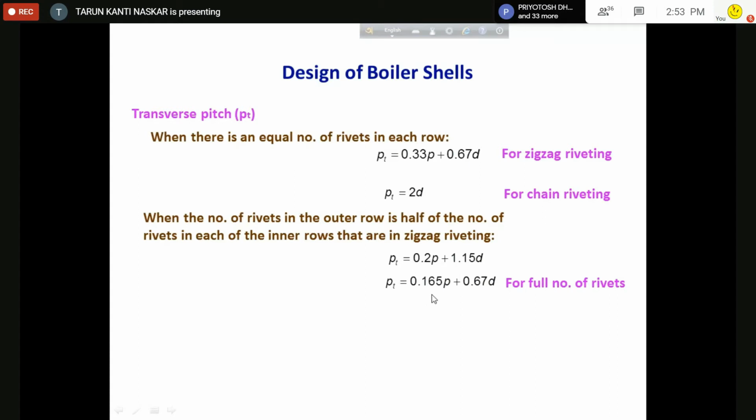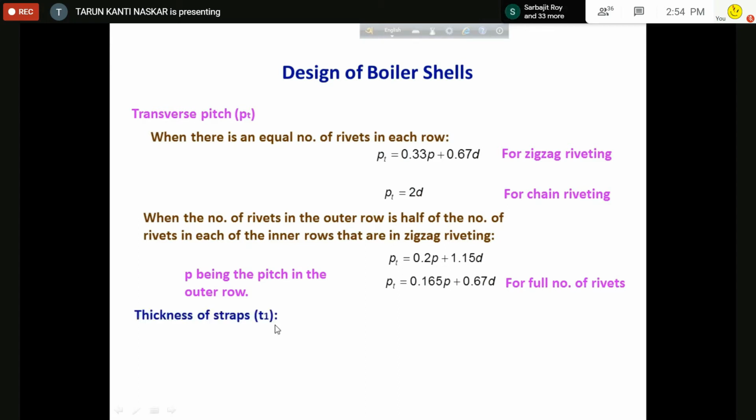and Pt is this for full number of rivets. That means when the number of rivets in the outer row is half of the number of rivets in each of the inner rows that are in zigzag riveting, P being the pitch in the outer row.